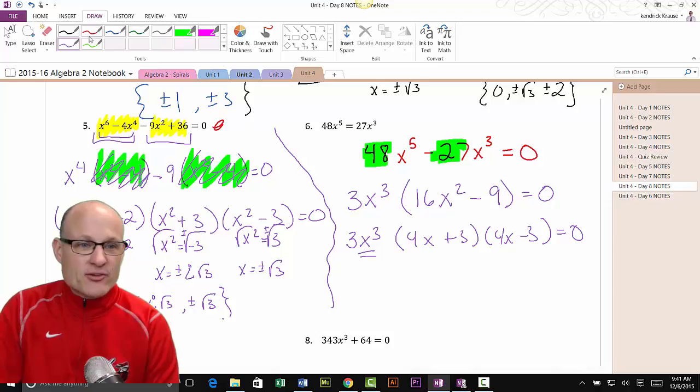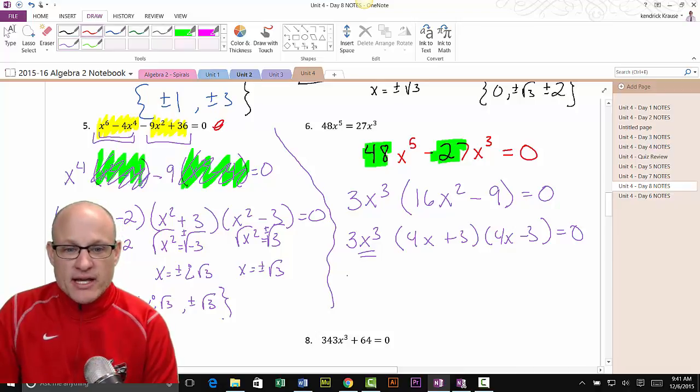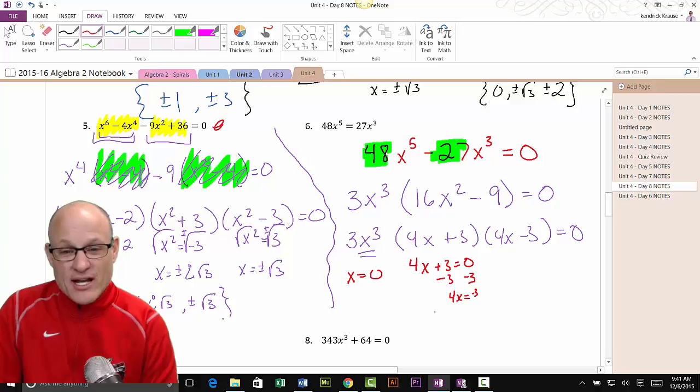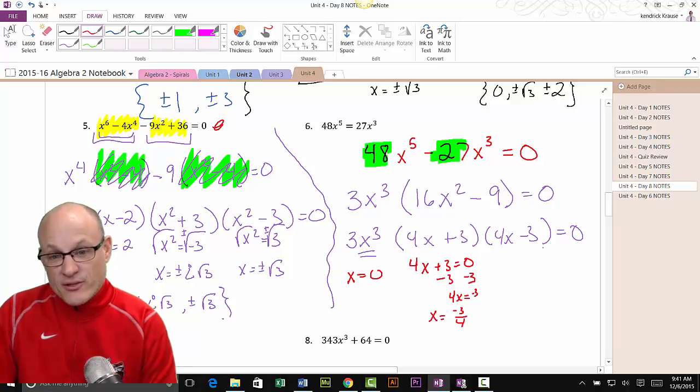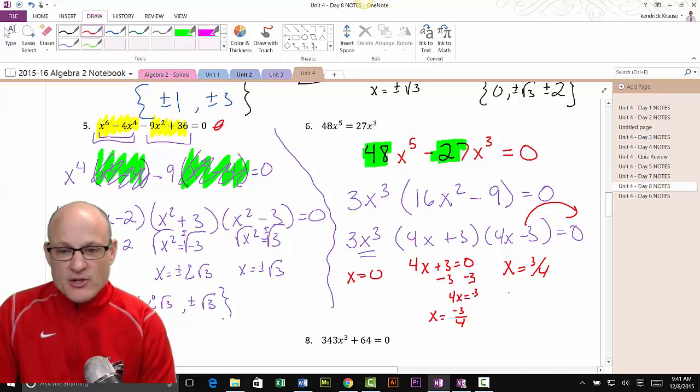So my 3 answers are going to be x equals 0, and now I'll do this one: 4x plus 3 equals 0. I'm tired of doing this. Minus 3, minus 3. So I get 4x equals negative 3, or x equals negative 3 over 4. This one, bring the 3 over, divide by 4, I get x equals 3/4. All right, you guys got to know, 3 goes to the other side, divide by 4. So my 3 answers are 0 and plus or minus 3/4.